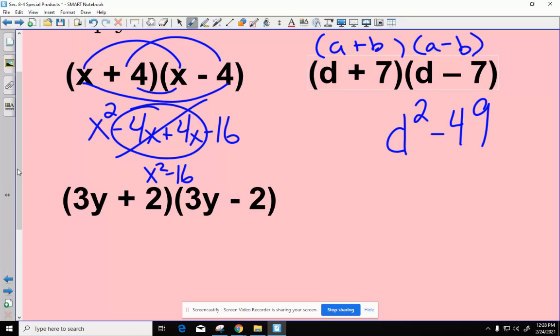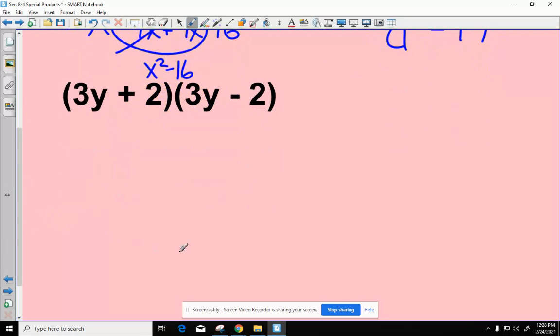Okay, last one. Again, identical factors there. So we don't need the outers and inners. They'll cancel. You know what it is? There you go. 9y squared minus 4. Okay.